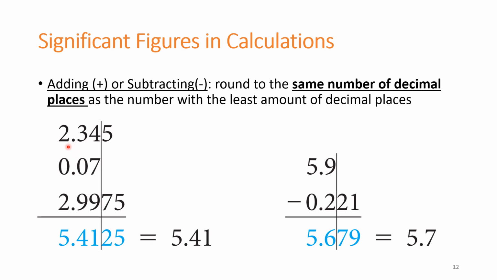Here you see that this one has 3 numbers after the decimal point, 2 numbers after the decimal point, and then 4 numbers after the decimal point. You add it all up, you take all the values, all the digits you possibly can, and then at the end for your final answer you look at the one that had the least, which was 2, so you're only going to have 2 decimal places here. And then the same with subtraction. This one only had 1, so you're only going to have one digit after the decimal point for your final answer.